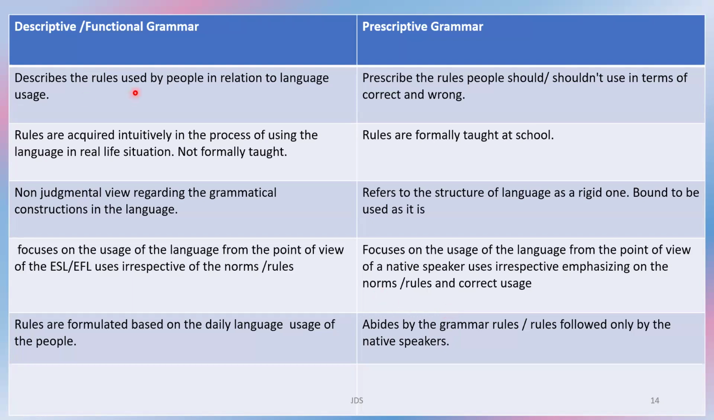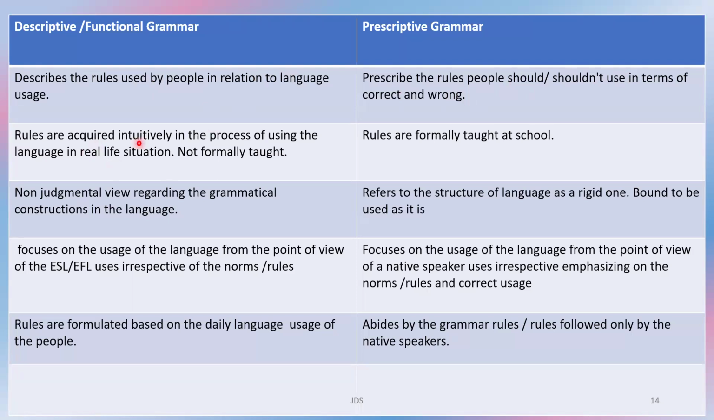Descriptive grammar describes the rules used by people in relation to language usage, right? So different people can have different versions of rules. All those are accepted and they are considered to be part of the language. Prescriptive grammar prescribes the rules. They dictate the rules that people should or should not use. So it's a very rigid kind of approach. Here, it's very flexible.